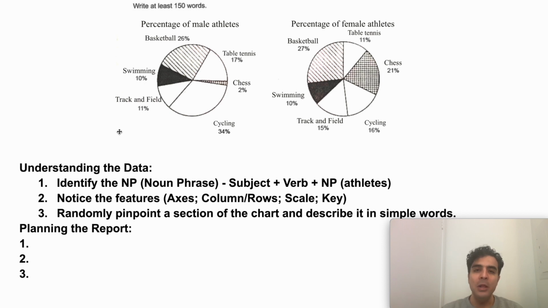So first of all, try to be random, because if you choose a section that you think is easy to describe, then you're not really challenging yourself and you're not really helping with this step of the process. The real challenge is in suddenly, randomly choosing a given section of the chart and then being able to describe that section of the chart in simple words.